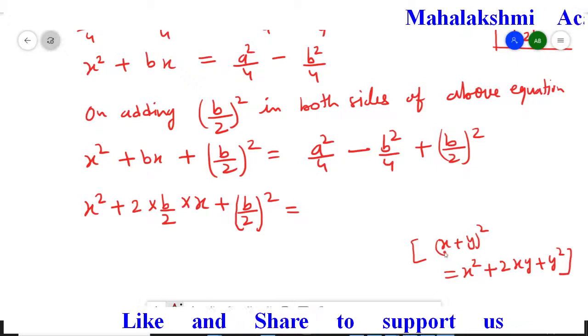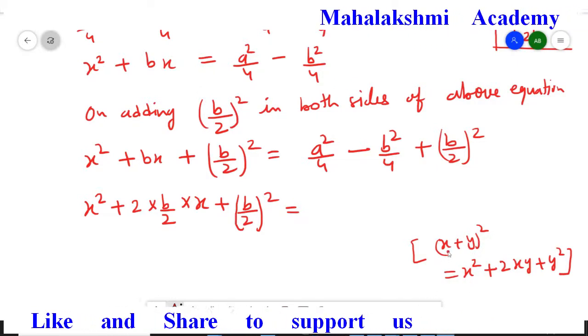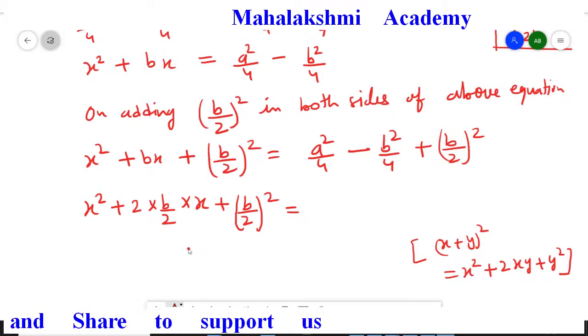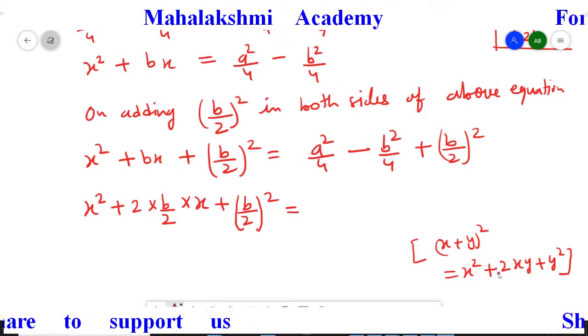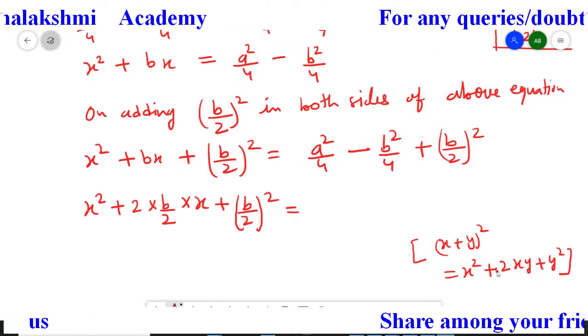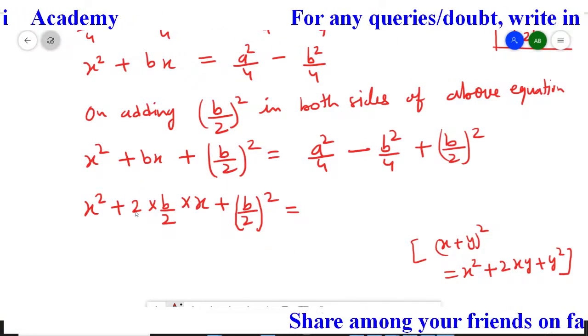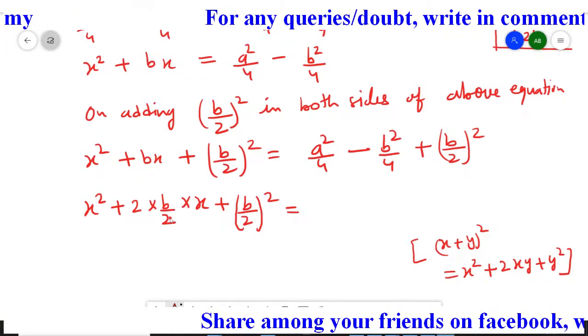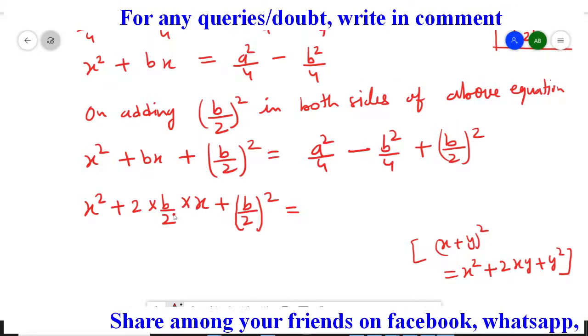We want it in the form of (x plus y) whole square. So the first term should be in the square, which is already in the square, and the middle term should come as 2 multiplied by x multiplied by y. That's why I wrote here 2 multiplied by b upon 2 multiplied by x. Now why did I write this?